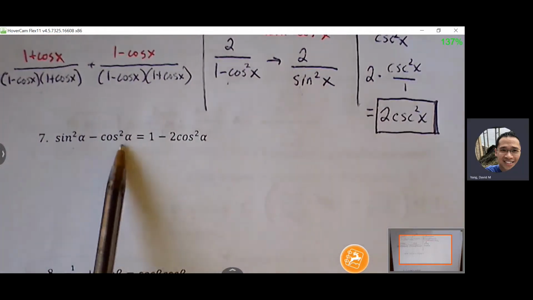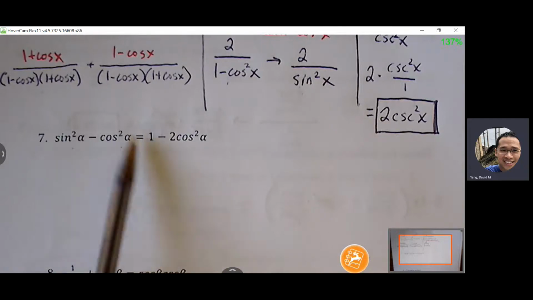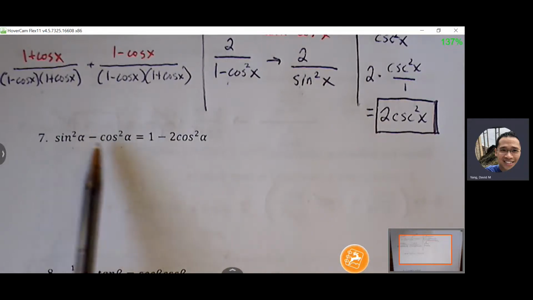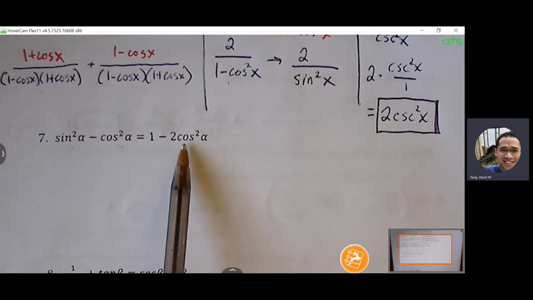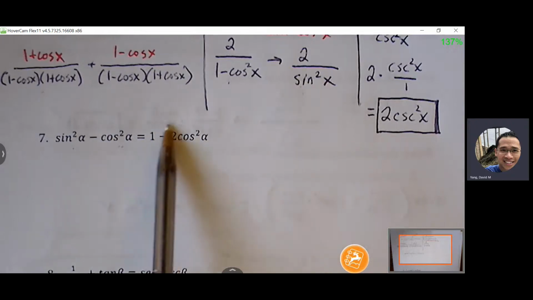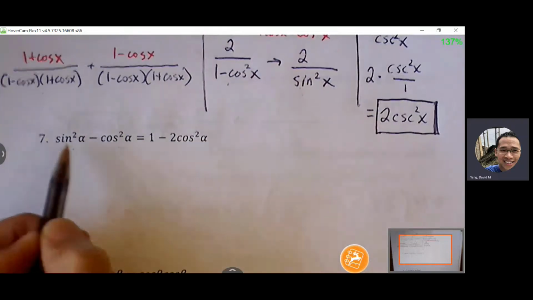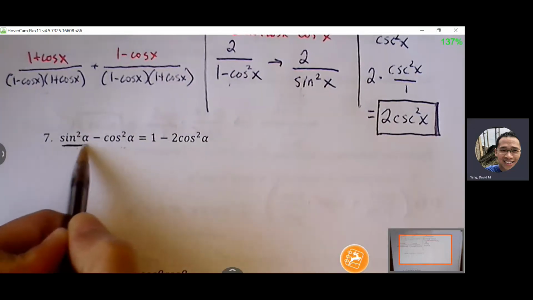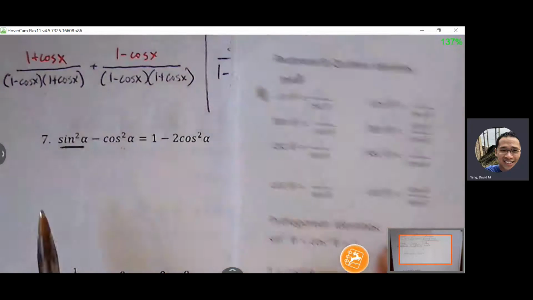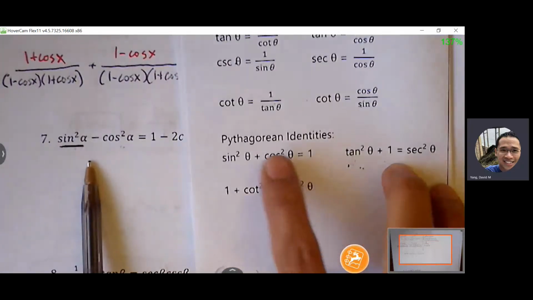Sine squared minus cosine squared equals 1 minus 2 cosine squared. Okay, look at what we're going to start with and look at what we're going to end with. Everything on the right side is in terms of what? Cosine. So maybe I can do a little bit of work with this. What can I do with this? Yeah. Let's see if that will help us out.